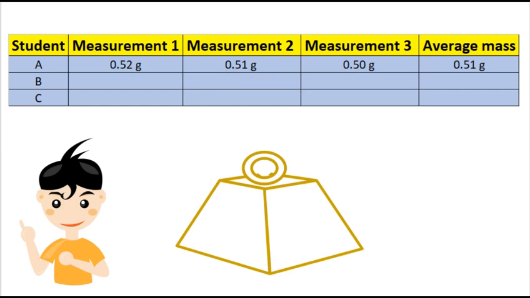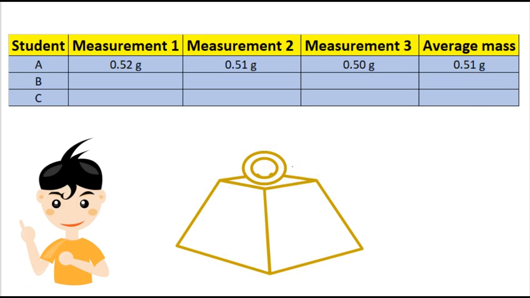Sorry, it won't be 4.53, it will be 1.5. Okay, 0.52 plus 0.51 will be 1.03. 1.03 plus 0.5 will be 1.53. Now how many times did he do the measurement? 3. So divide by 3. 1.53 divided by 3 will give us 0.51 grams. So he came back and he said that this weighing stone weighs 0.51 grams.